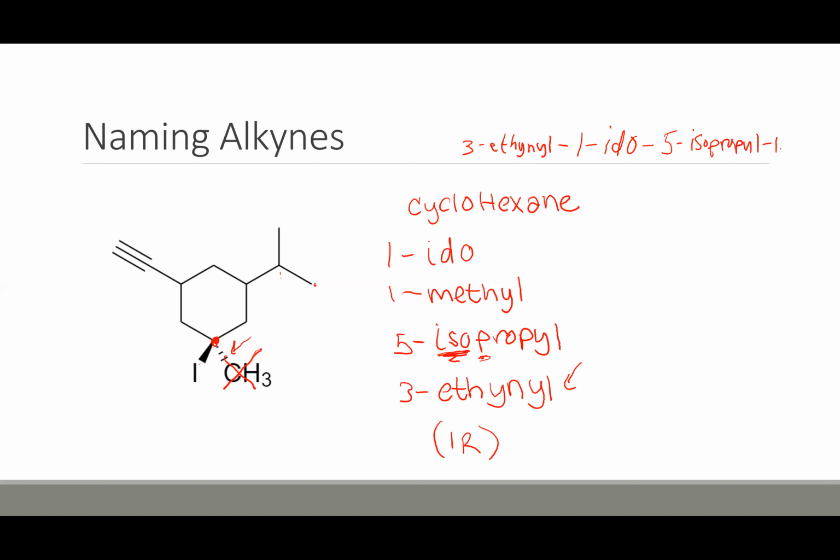And then 1-methyl cyclohexane. And in front of all of this, we always put the stereochemistry at the very front in parentheses. This would be 1R. 1R, 3-ethynyl, 1-iodo, 5-isopropyl, 1-methyl cyclohexane.